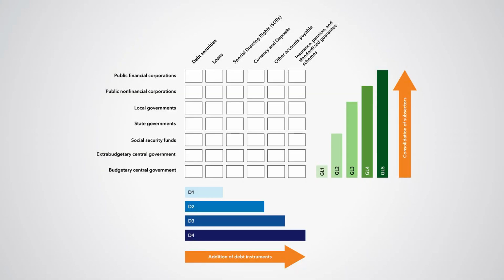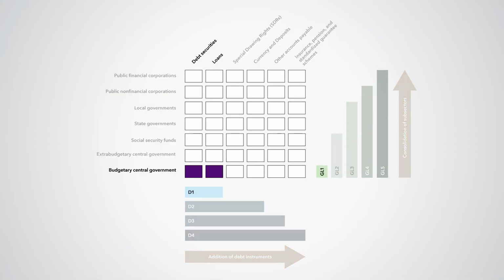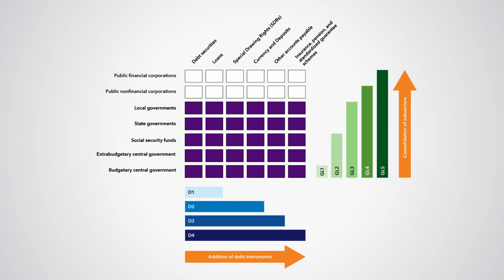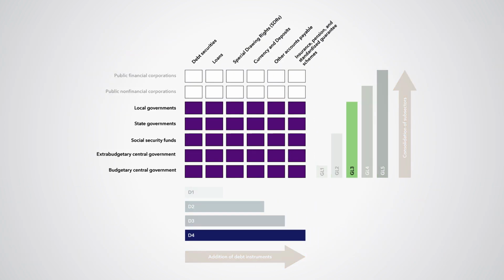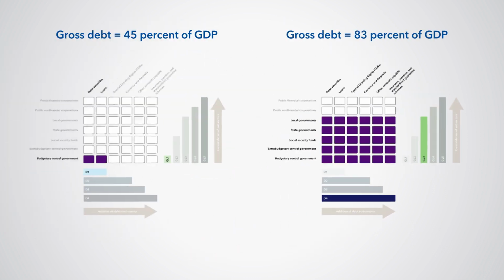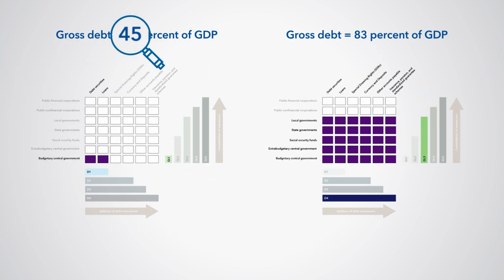Suppose the PSDS of country X with the coverage of D1 and GL1 is 45% of GDP. The debt with the broadest available coverage, that is D4 and GL3, is 83% of GDP. This number includes the debt instrument grouping insurance, pension, and standardized guarantee schemes. Clearly, there is a large difference between these 2 debt numbers.